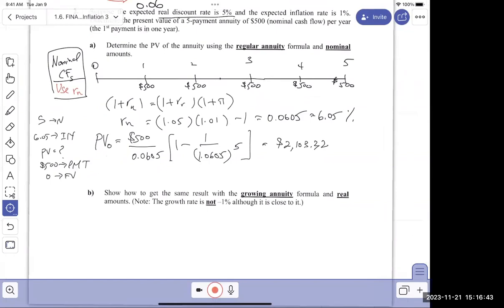So let's draw this one. It says, show how you get the same results with the growing annuity, but with the real amounts. So what will the real amounts look like?